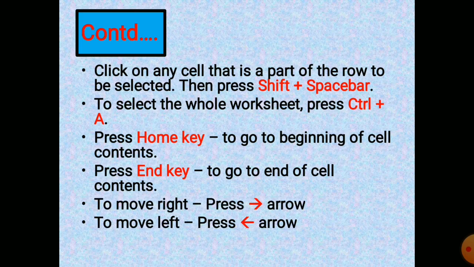To move right, press the arrow key. You can see this right side arrow. Whenever you want to move to the right side, you have to press this arrow, which is indicated with red color here. And to move left, you have to press this arrow. There you can see the face is on the left side. So for moving right and left, you use these arrows. It is available on your keyboard. You can simply press these arrows to move right or left according to your requirement.